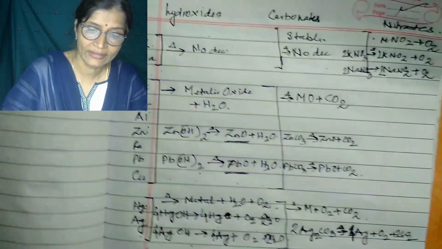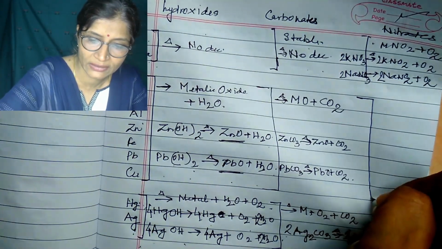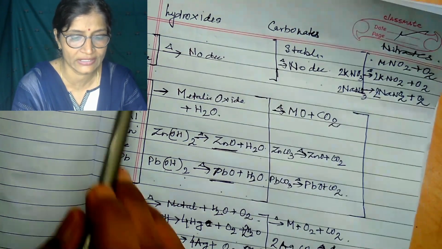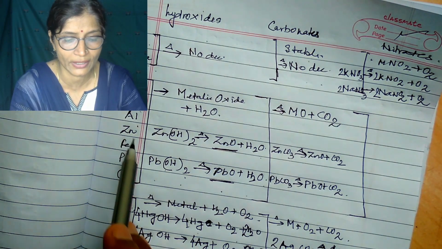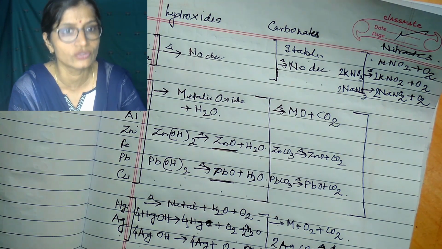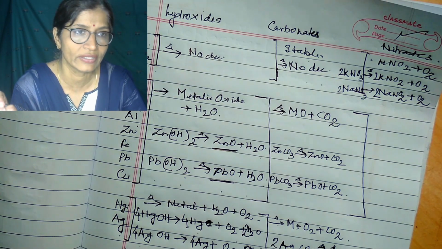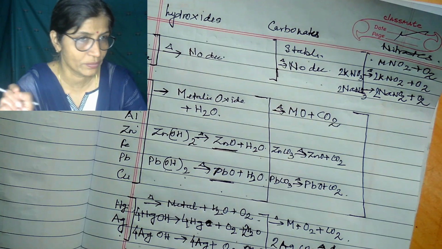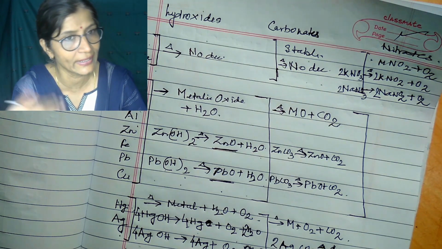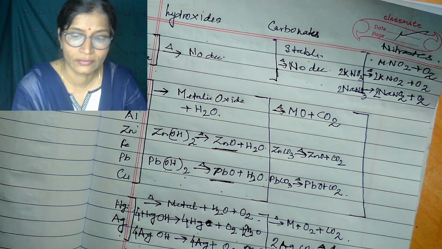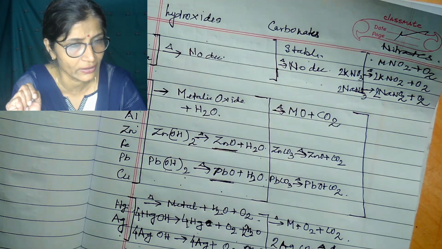Now, the nitrates of metals like calcium, magnesium, aluminum, zinc, iron, lead, or copper, when heated, produce the metallic oxide. Along with that, two gases are produced: one is a colored gas, reddish brown nitrogen dioxide, and the other is a colorless gas, oxygen. How can you identify nitrogen dioxide and oxygen gas?